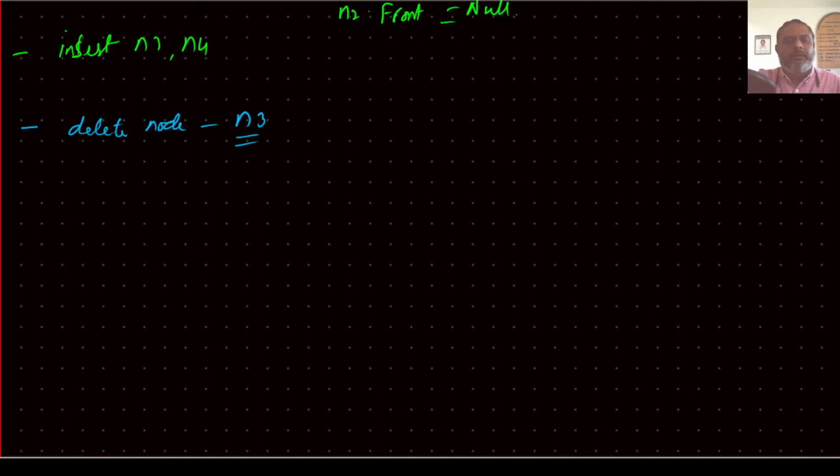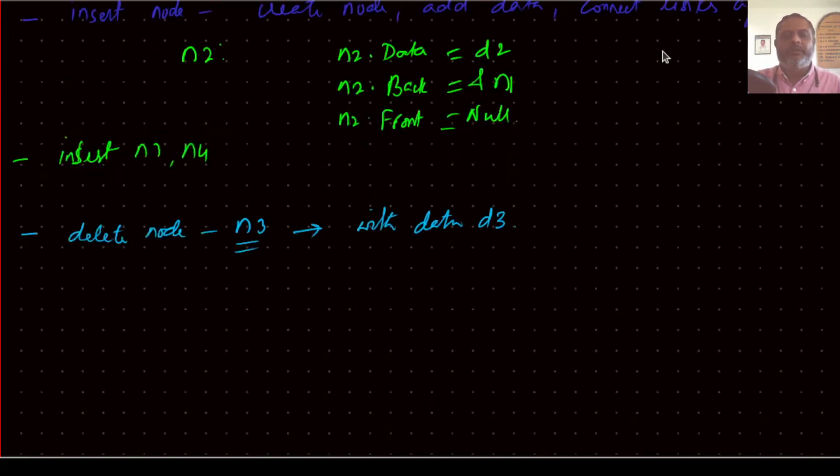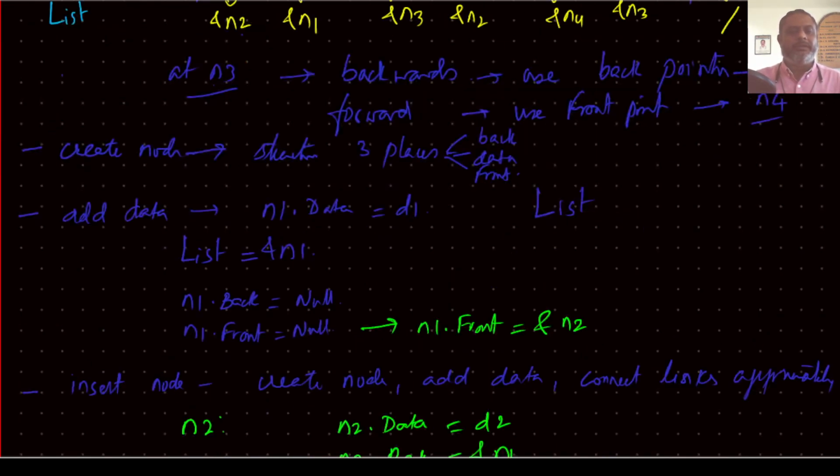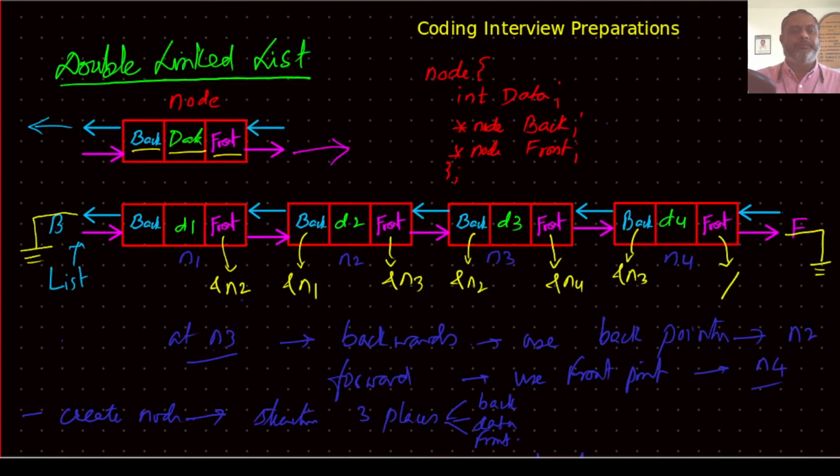Or you want to say, delete a node with data D3. Whatever way you want, you can tell. So what we can do is start from the front, which is called list. So list we have defined as the address of node N1. So that's list.